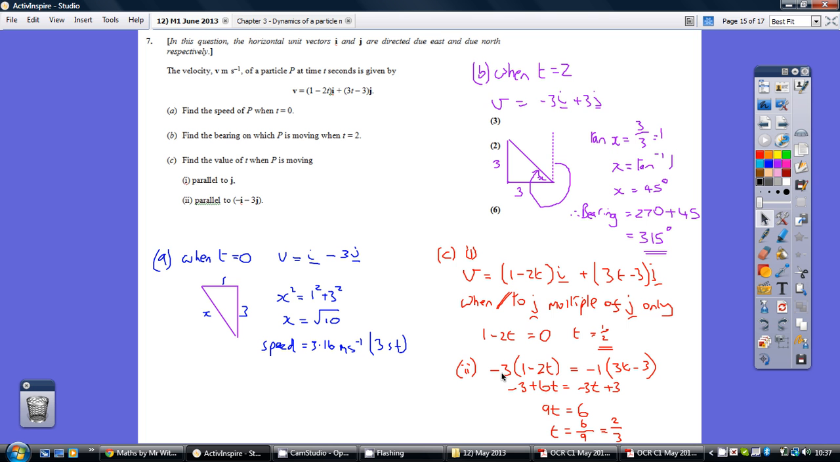So that's why we've got minus 3 lots of the first bracket, minus 1 lot of the second bracket. Multiplying out and solving, we get t being 2/3.